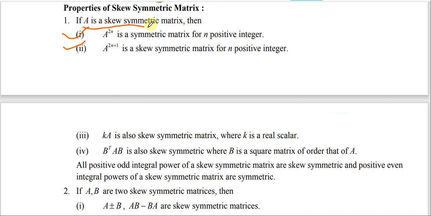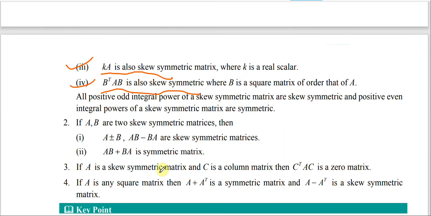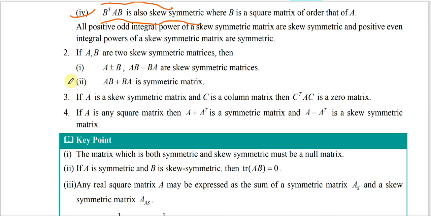If A is a skew symmetric matrix, then its even power will be symmetric and its odd power will be skew symmetric. If something K is multiplied, then it will also be a skew symmetric matrix, and B transpose into A into B will be skew symmetric. If A is symmetric, then it will become a symmetric matrix. We have already seen. Okay. If A and B are two skew symmetric matrices, then the sum and the difference of the products will also be a skew symmetric matrix, and AB plus BA is a symmetric matrix.